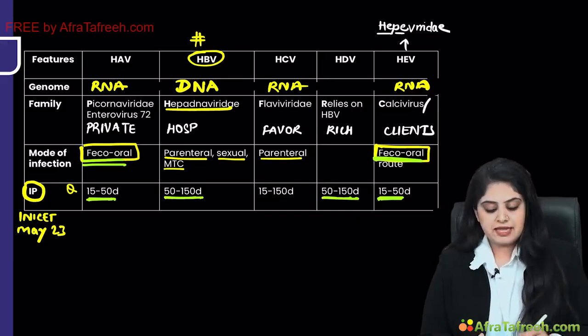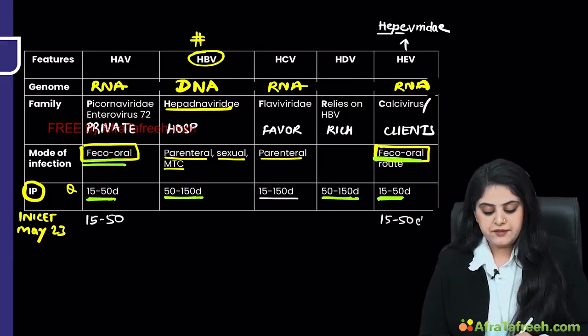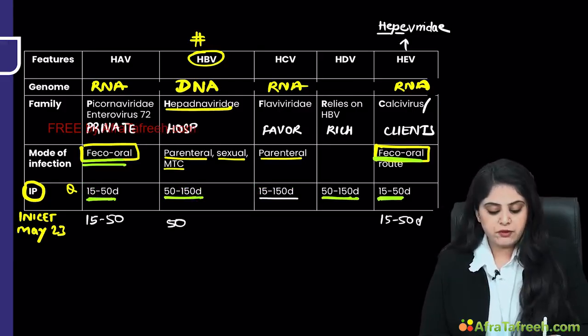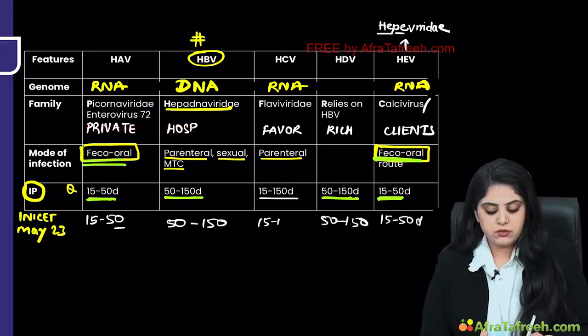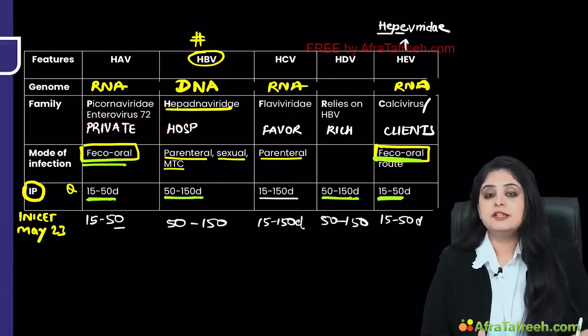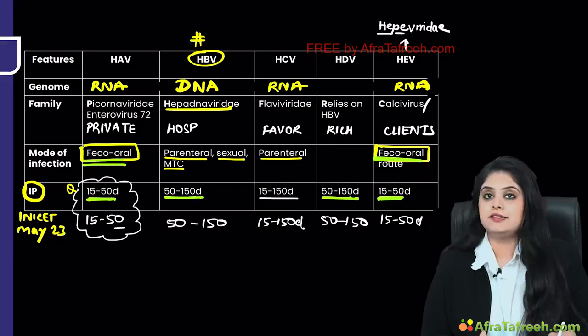50 to 150, and then if you combine all of them, you take the lower of the first and the higher of the second. So 15 to 150, that is going to be hepatitis C. So repeating, hepatitis A and E, first you do 15 to 50 days. Then for B and D, you go forward, from 50 to 150 days. Then you take the lowermost and the highermost number. So 15 to 150 becomes hepatitis C. This was the exam question that was recently asked in the INI-CET.